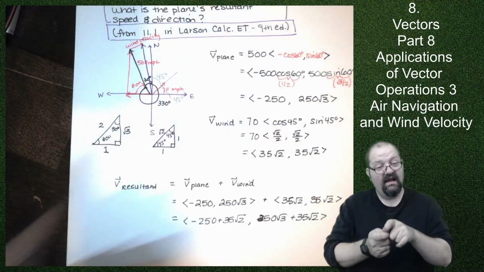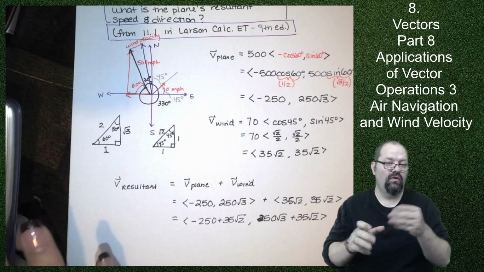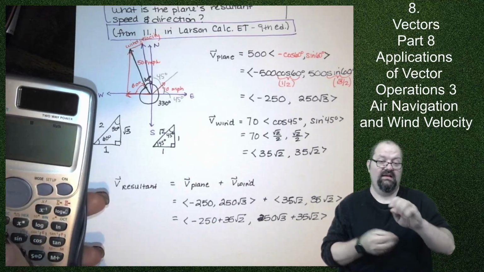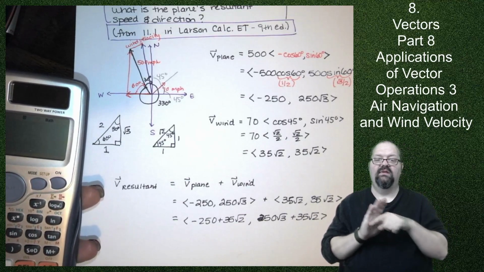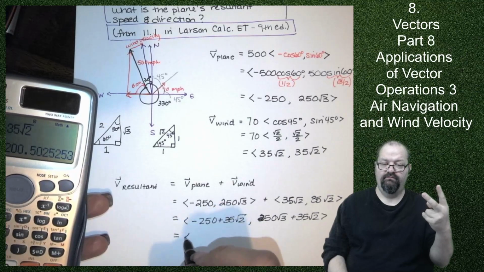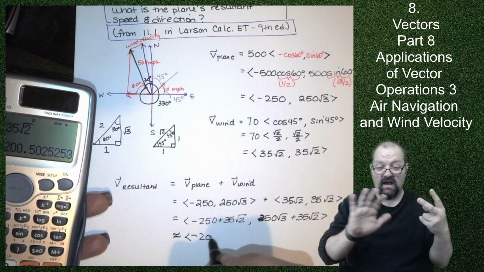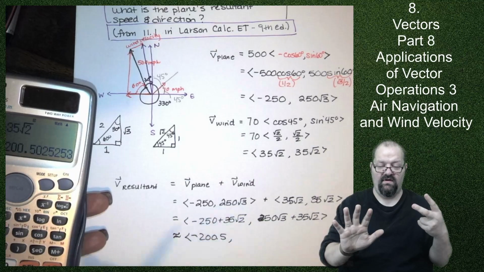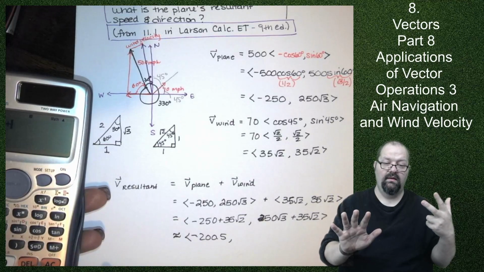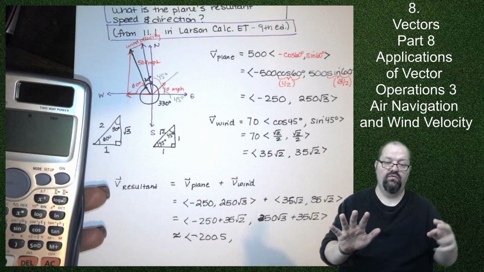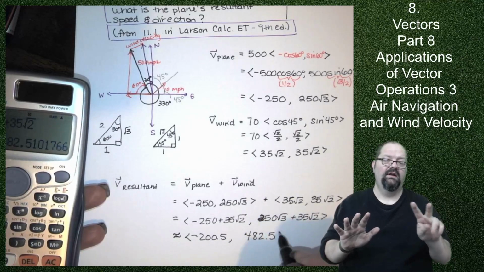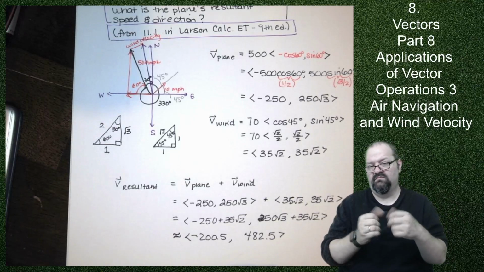But they asked for the resultant speed and direction. So I'm going to come up with this as a decimal approximation. You get negative 250 plus 35 root 2. It's approximately negative 200.5. And then over here I've got 250 root 3 plus 35 root 2. It's about 482.5 approximately.